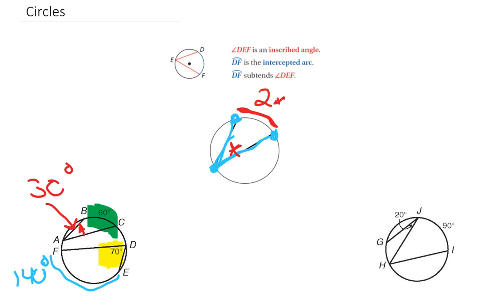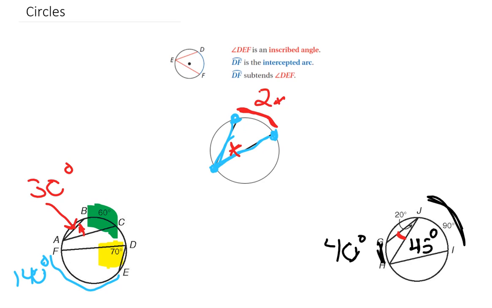Over here, I've got a 20-degree angle, which I could say is going to result in a 40-degree arc. And going backwards, if I have a 90-degree arc, I have a 45-degree angle. So anything where we have an inscribed angle creates that kind of relationship for us, which isn't too difficult to work with.